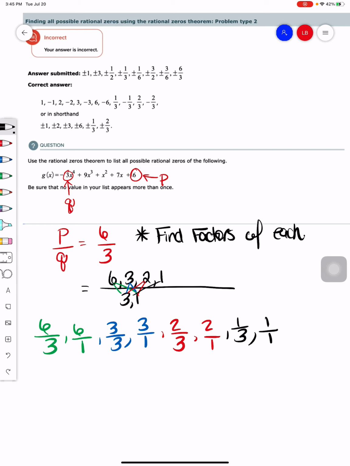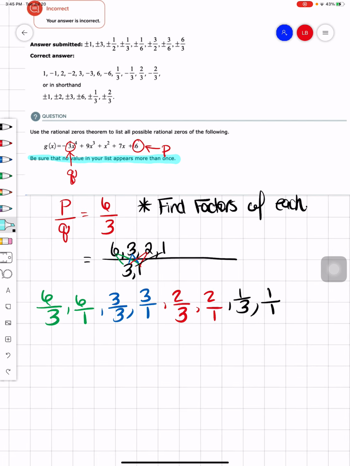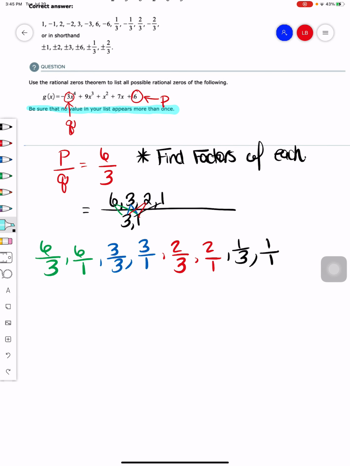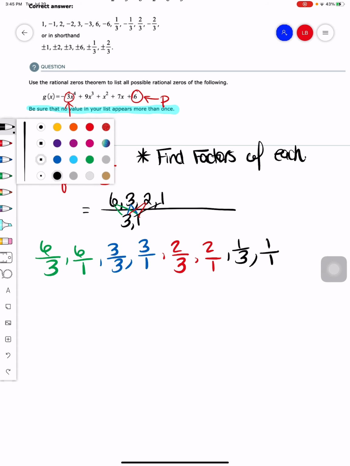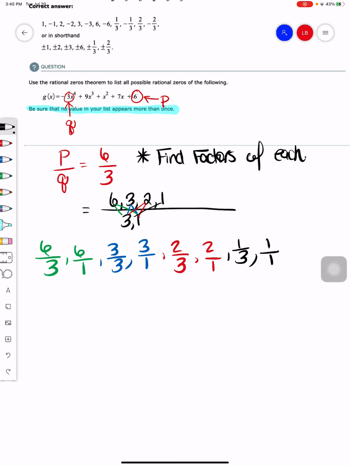Now, I want you to be careful. I can't leave that as my answer, because if you look up top, I think it says somewhere, it does, I'm going to highlight this, be sure that no value in your list appears more than once. Now, nothing in this list appears more than once in this form, in the same form. But let's simplify what I have. 6 divided by 3 is 2. 6 divided by 1 is 6. 3 divided by 3 is 1. 3 divided by 1 is 3.